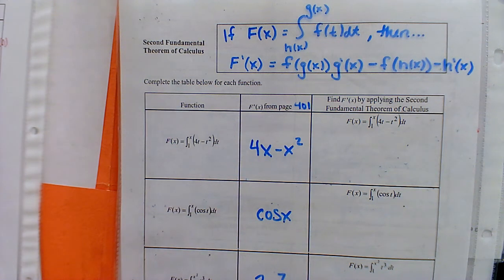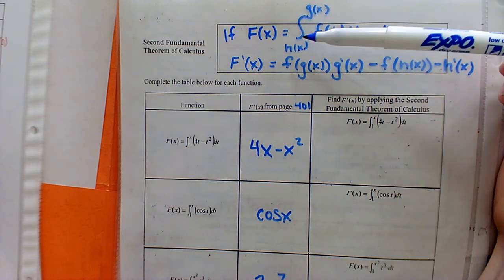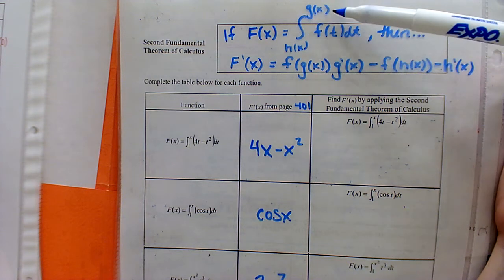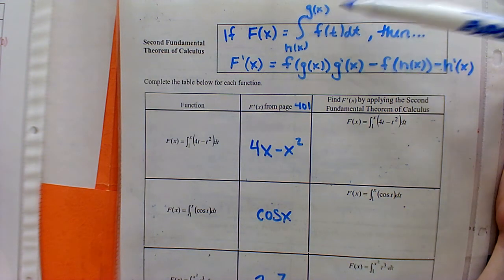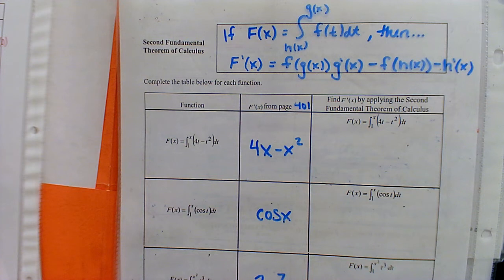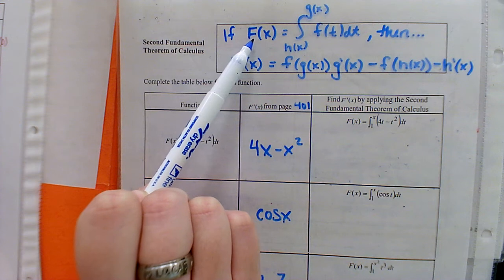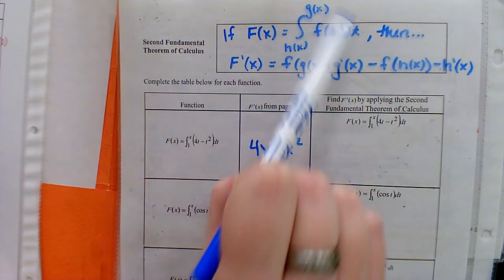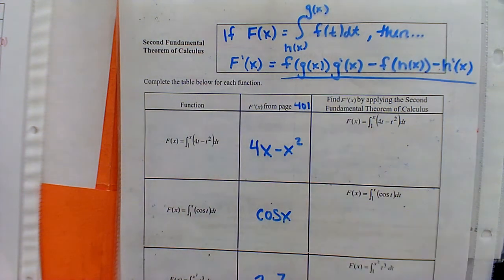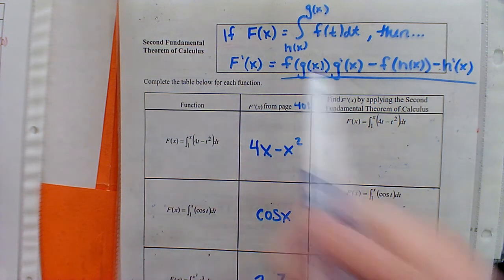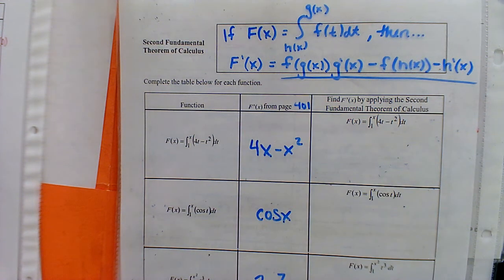All right, take a look at that block at the top. If capital F, they could name it anything, but in this case it's just capital F, is defined as the integral from some bottom bound to some upper bound, whether they're numbers or variables, doesn't matter, of some function, then if we were to take the derivative of capital F, which means taking the derivative of an integral, what would we get? Can you describe that craziness?